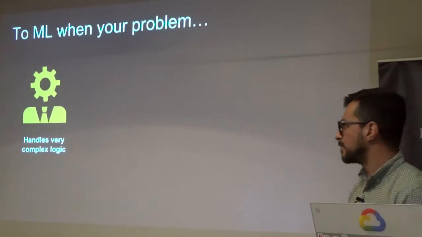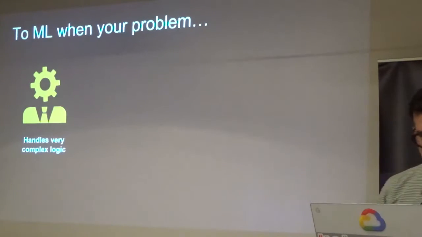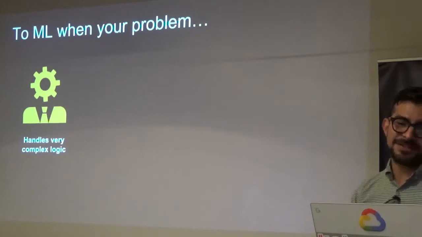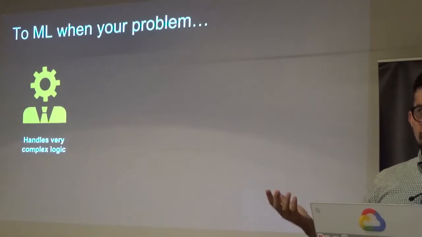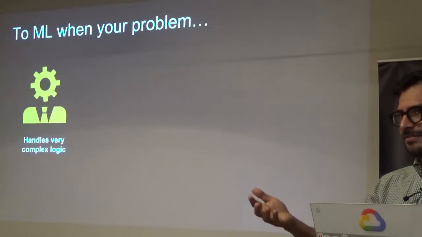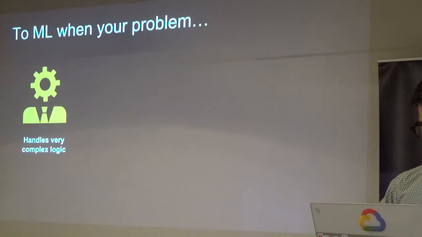The classic example of complex logic is search. If you have a lot of different keywords, you cannot have rules for each keyword and figure out what the results are. But that's the first one.